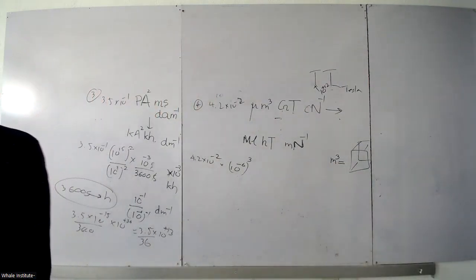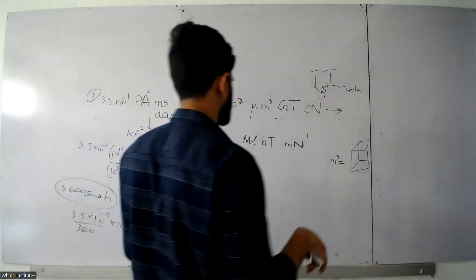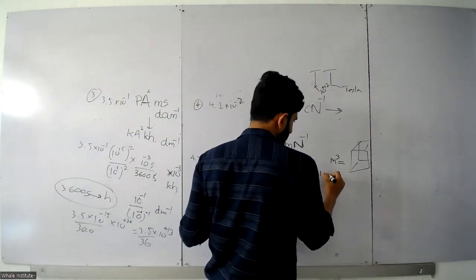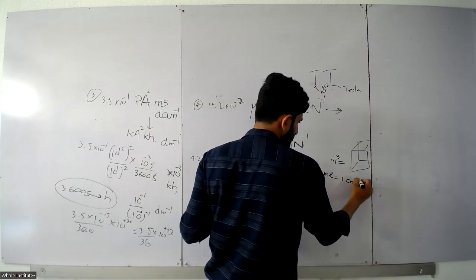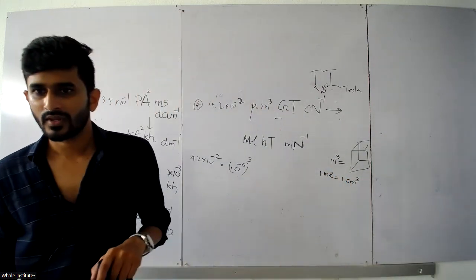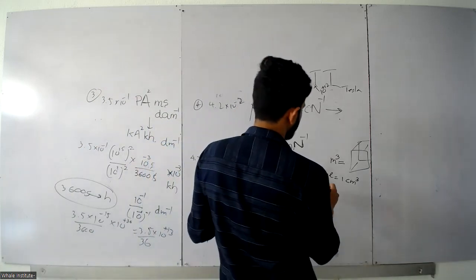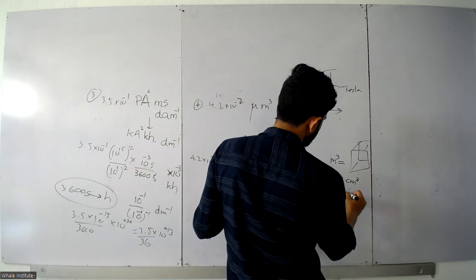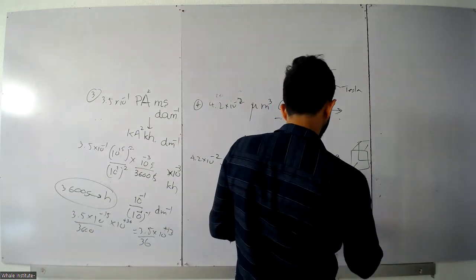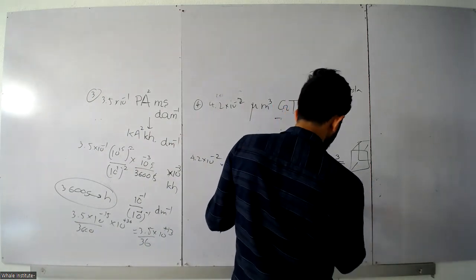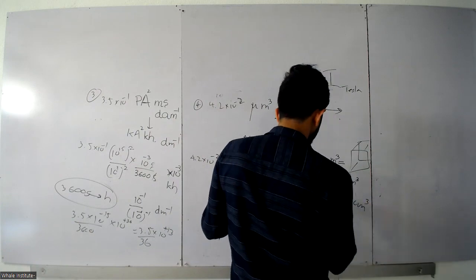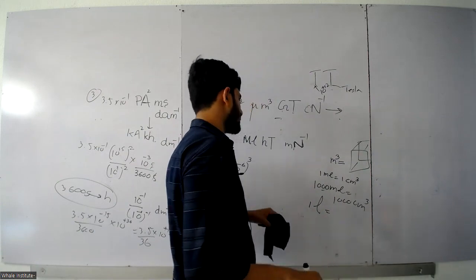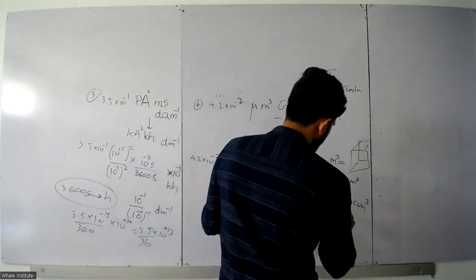Okay, here I am going to convert cubic meters into liters. You know 1 milliliter equals 1 cubic centimeter. Then 1000 milliliters equals 1 liter. Means 1000 cubic centimeters. So 1 liter equals 1000 cubic centimeters.